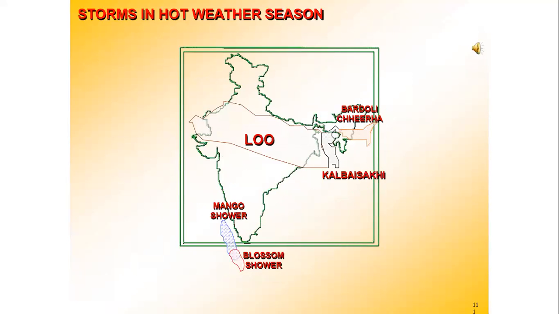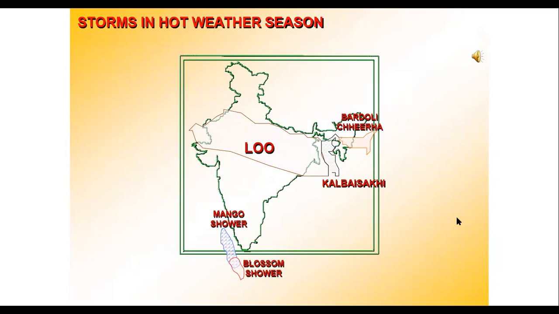These are the storms in the hot weather season. A striking feature of the hot weather season is the Lu. Lu is a strong, gusty, hot, dry wind that blows during the day over north and northwestern India. Sometimes they even continue until late in the evening. Direct exposure to these winds may even prove to be fatal.